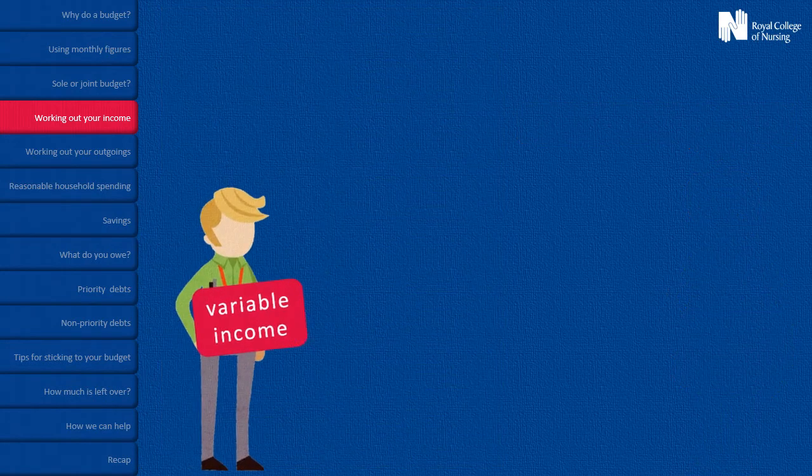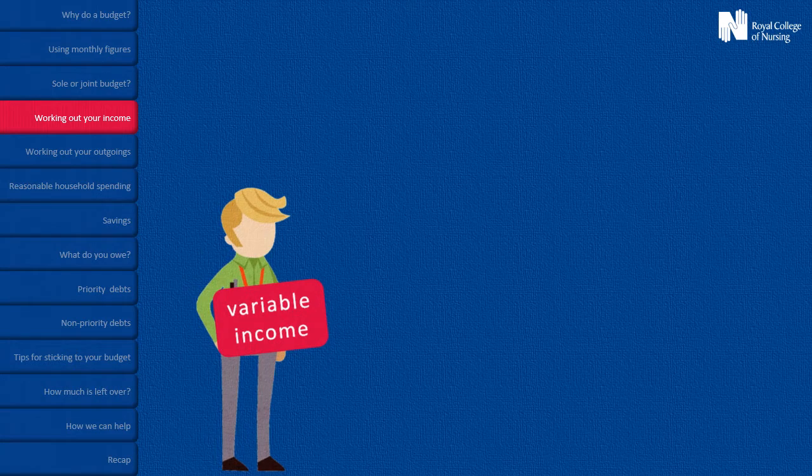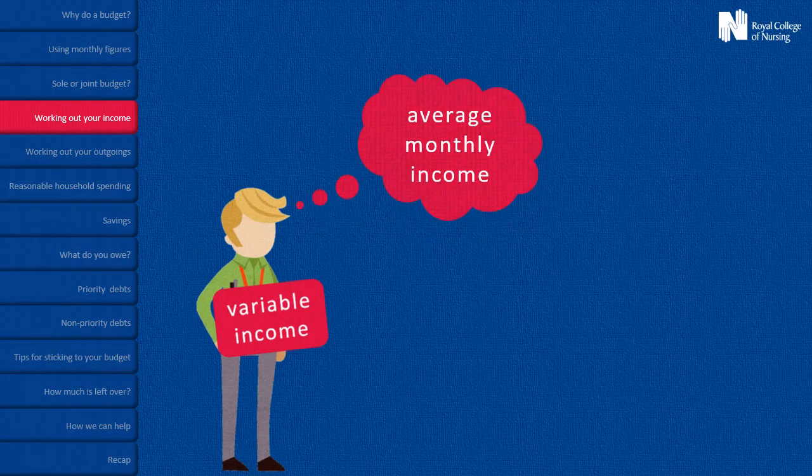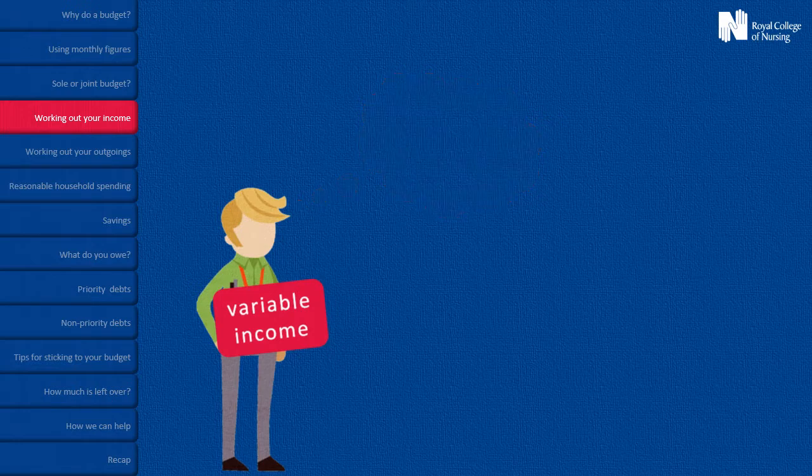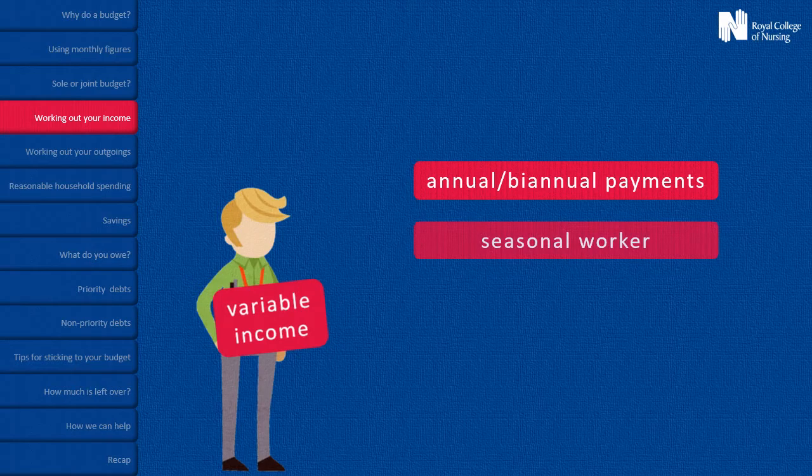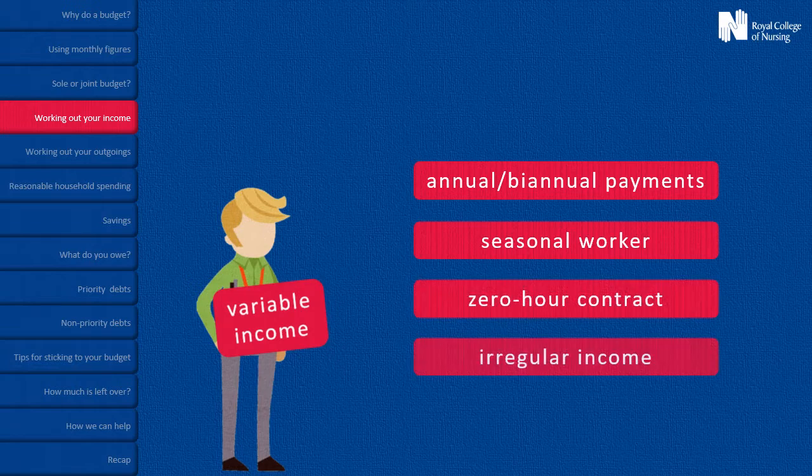If you have income that is not a regular amount, it is important to work out your average monthly income. This will help you create a budget that you can keep to each month. You may get some payments once or twice a year, or you might be a seasonal worker and earn more in some months than in others. You might be on a 0 hours contract, or your income might change on a weekly or monthly basis.